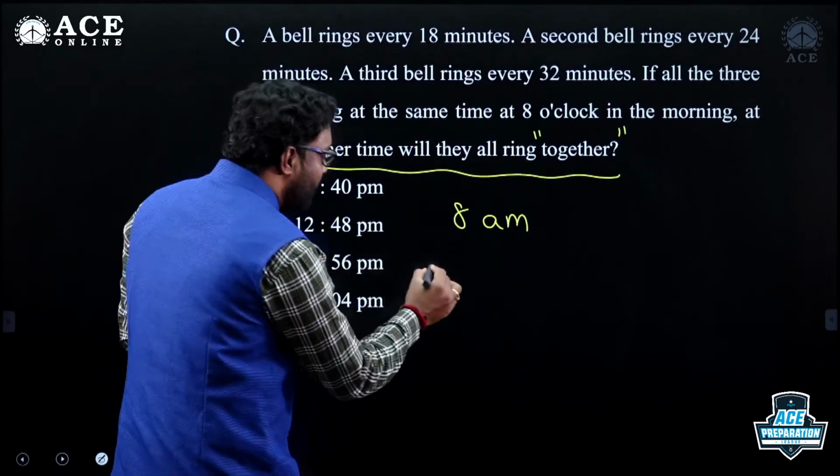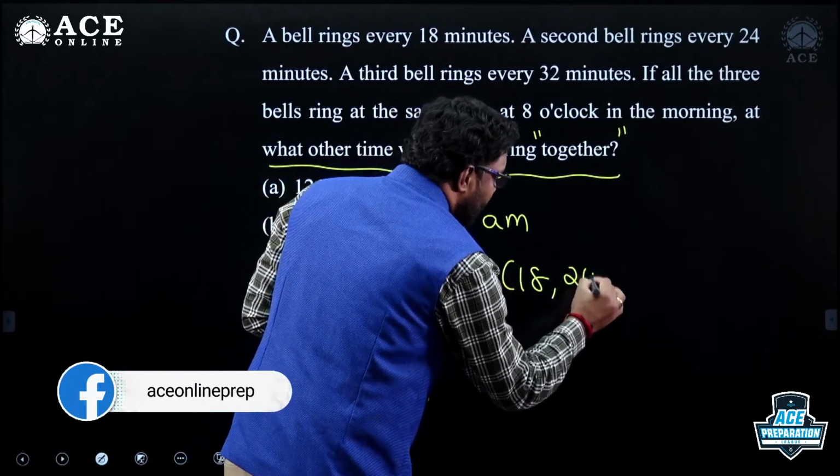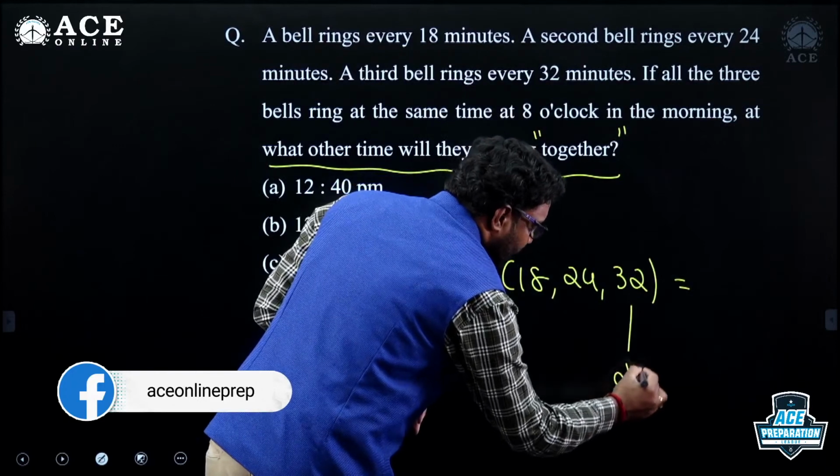First take LCM, my dear friends. When all these 3 bells ring together again, so 18, 24 and 32. Yeah, 32 is 2 power 5.